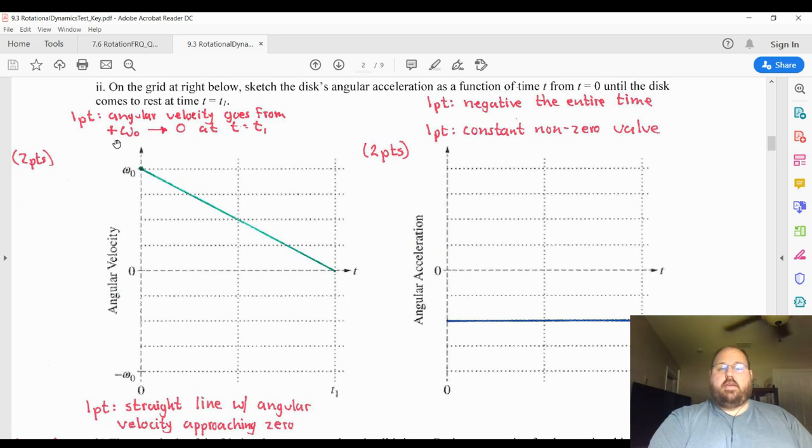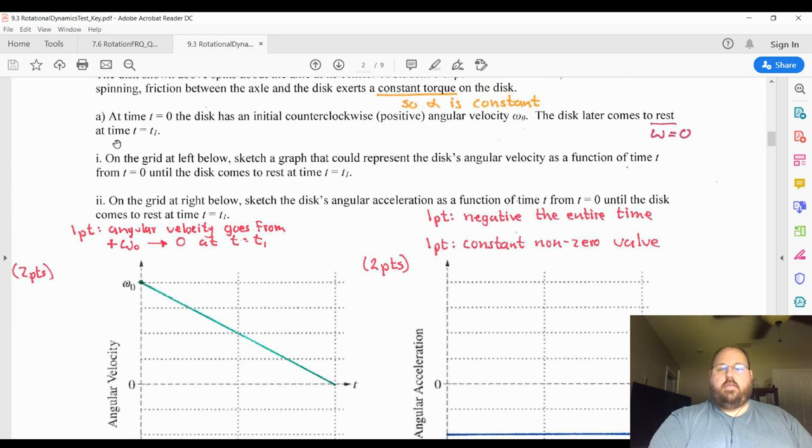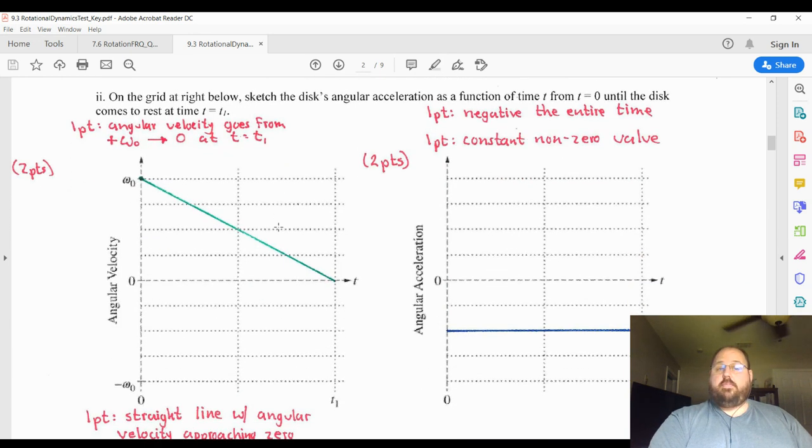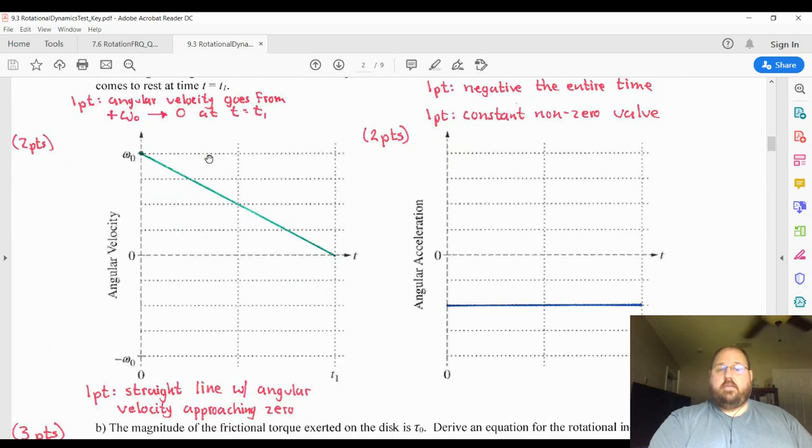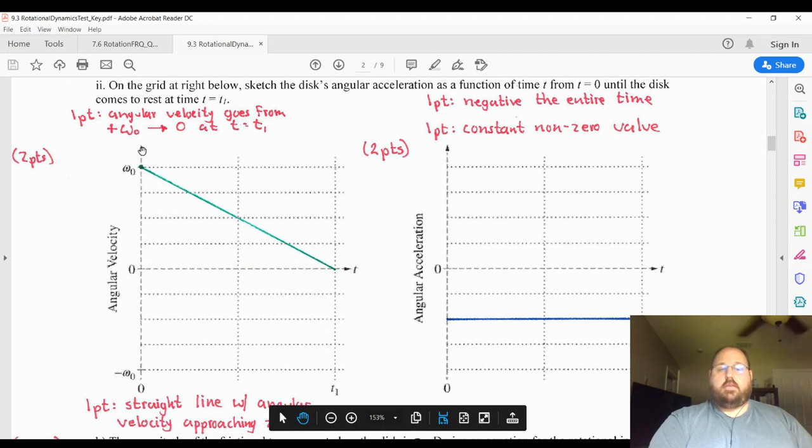The angular velocity graph, well, we're told that it starts with initial angular velocity omega naught. And so it's positive because it's rotating in the positive direction initially. So omega naught would be my starting point. And then it's going to go from omega naught to 0 because it tells us that at time t1, the disk comes to rest. So we need to get down to 0 by the time we get to time t1. So start at omega naught and then a straight line going to 0.